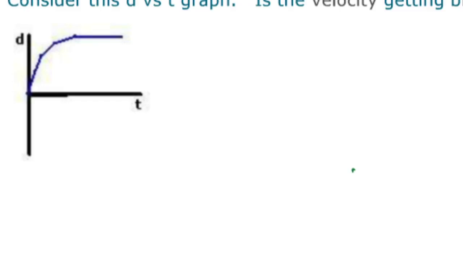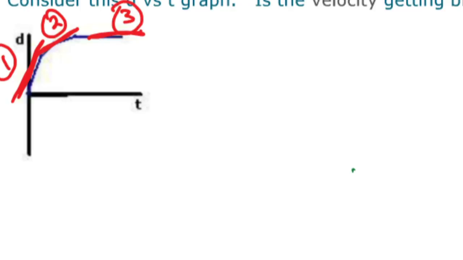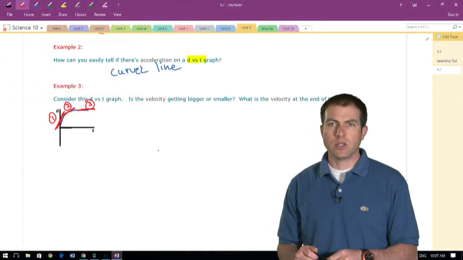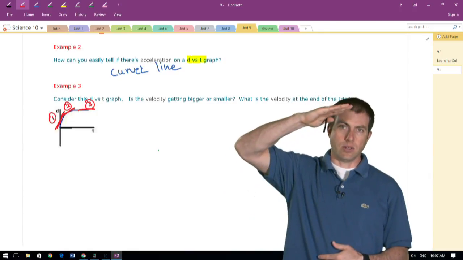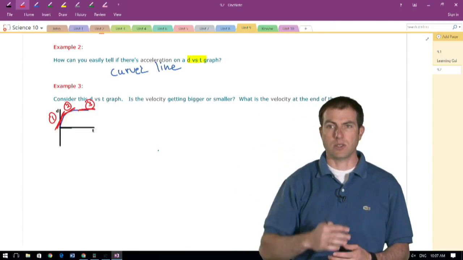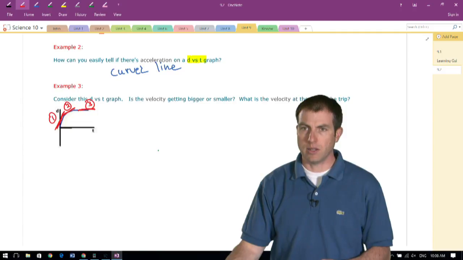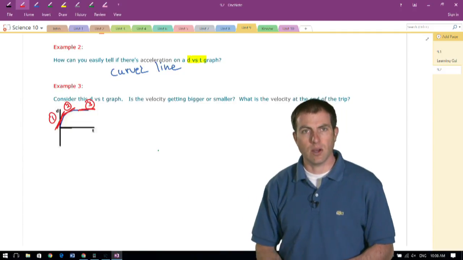And looking at example 3 here, we have a distance versus time graph. The question asks, is the velocity getting bigger or smaller? So if I took the slope here, called that 1, took the slope here, called that 2, and took the slope here, called that 3, what's going on? Is the object speeding up or is the object slowing down? Consider the slope. We have a slope like this to begin with, and then it goes to here, and then it's completely horizontal. So what's happening there? It's definitely slowing down.